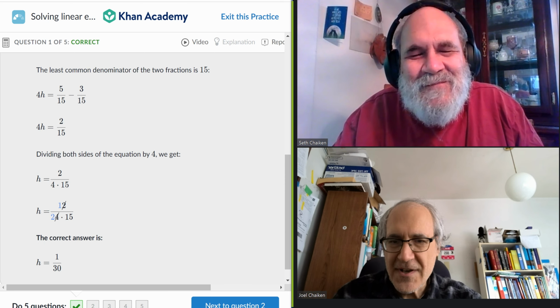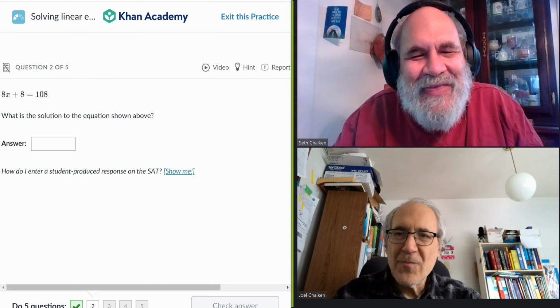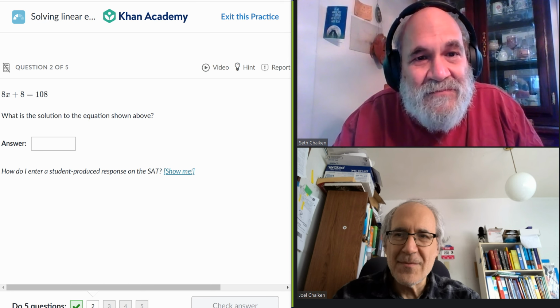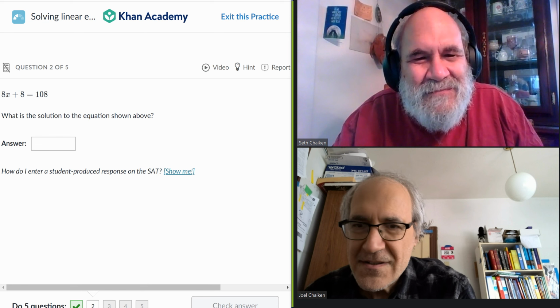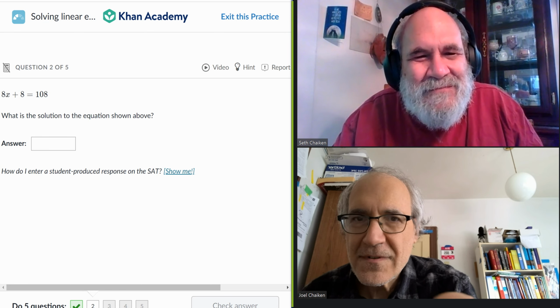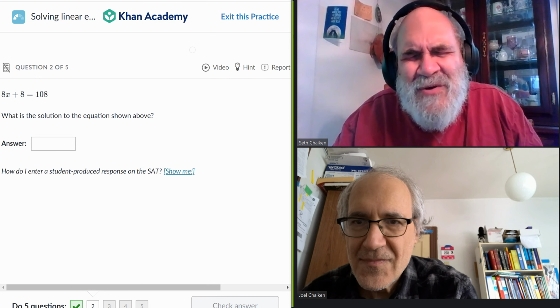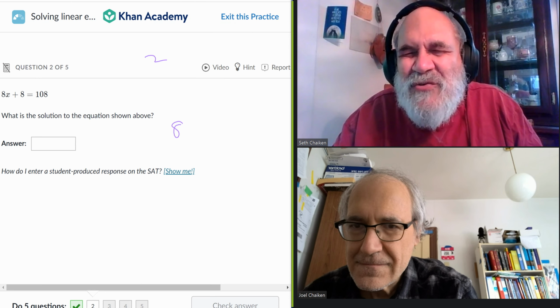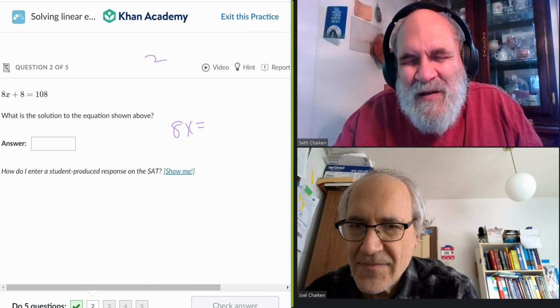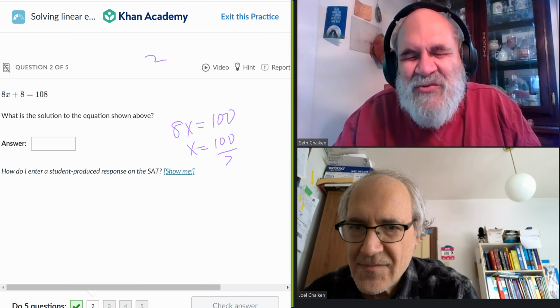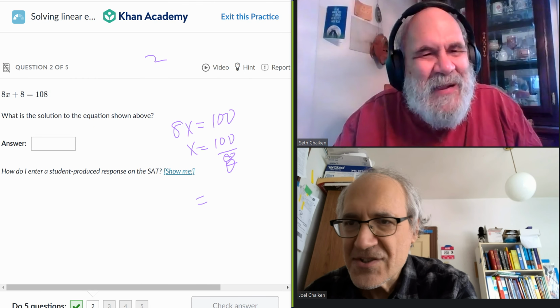So we're on to the next question. Oh, wow, all of a sudden it got easier. There's no fraction involved, so this is pretty standard stuff. You just subtract 8 on both sides and divide by 8. So now we're back to 100 divided by 8. Well, 100 divided by 4 is 25. 100 divided by 8 is half of 25, which is 12 and a half. Notice it's no calculator.